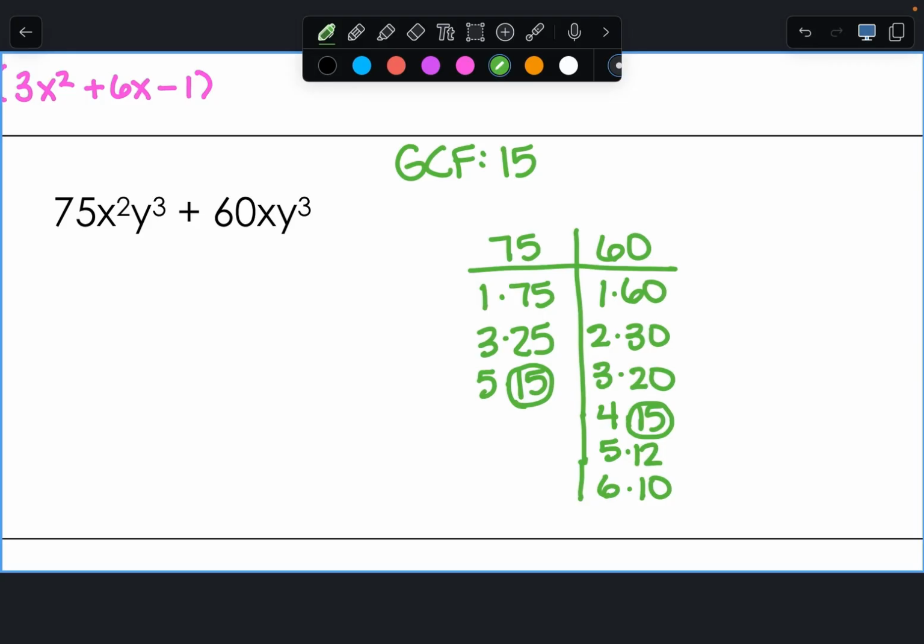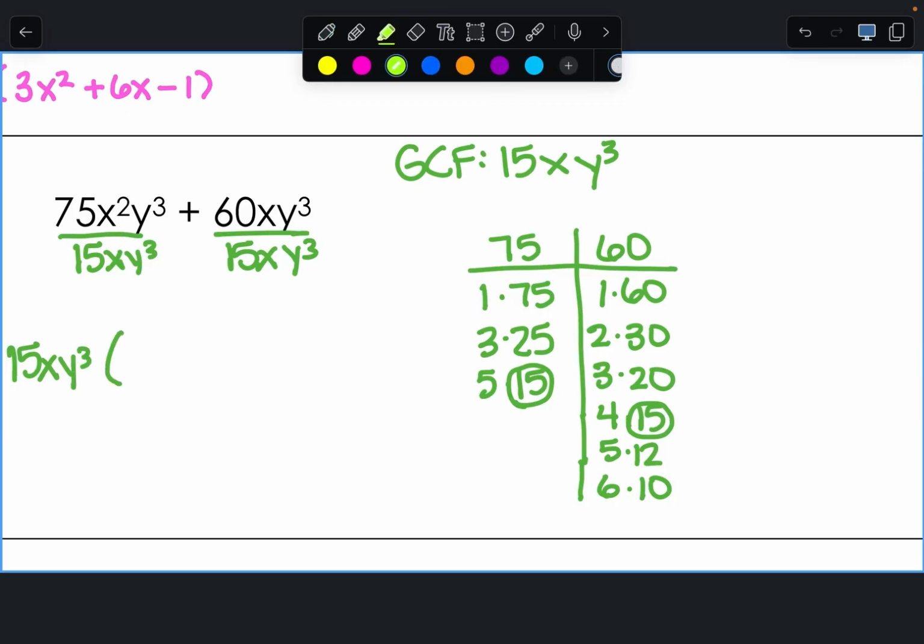Now, both terms have what? X and y. What is the smallest x exponent? What is the smallest y exponent? 3. So put a 3 on that y. We're dividing them all by 15xy cubed. Now, when we divide 75 divided by 15, what do you get? 5. If you do the chart, you'll have the number that's left behind right there next to it.